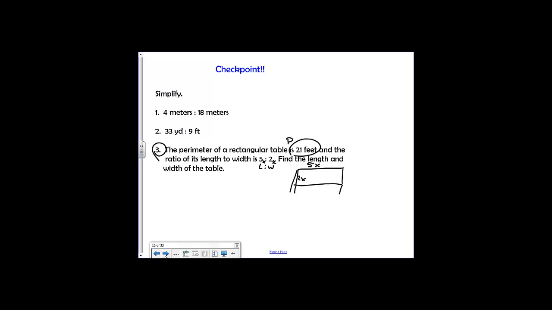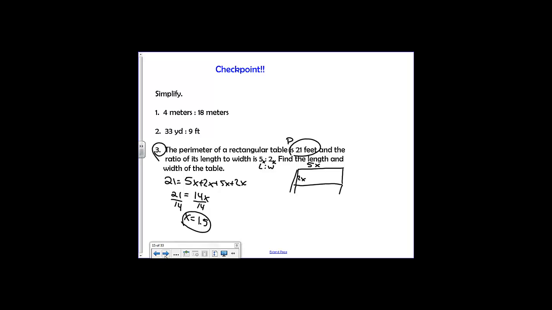What do we know about perimeter? Perimeter, you add up all the sides, right? So I could say my perimeter equals the sides added up. What is it? 5x plus 2x plus 5x plus 2x. 5 plus 2 is 7, and another 7 gives us 14x. But Miss Roop, 14 doesn't divide into 21 evenly. You're right. What is x? 1.5. 3 over 2 is the same thing as 1.5.